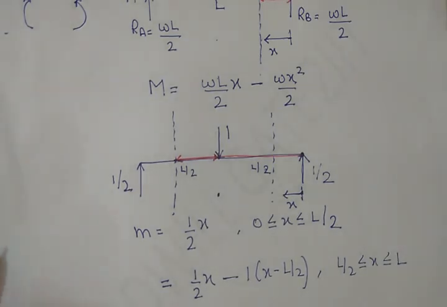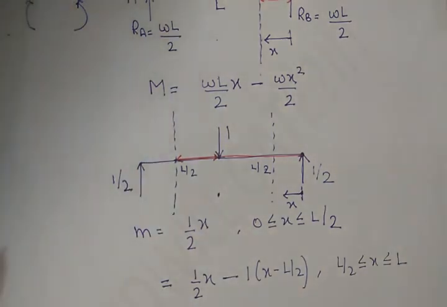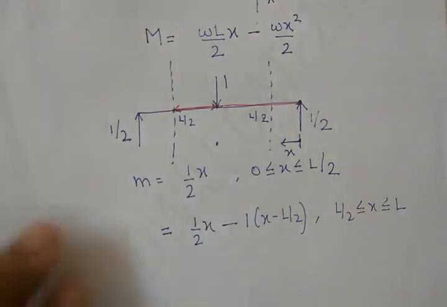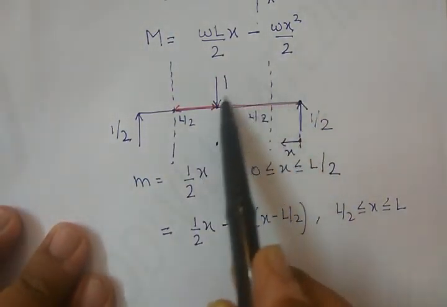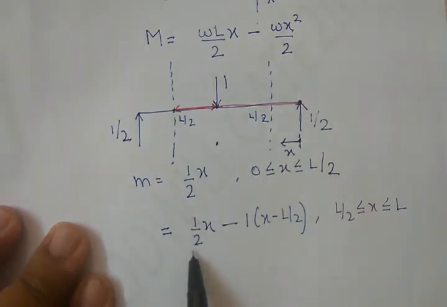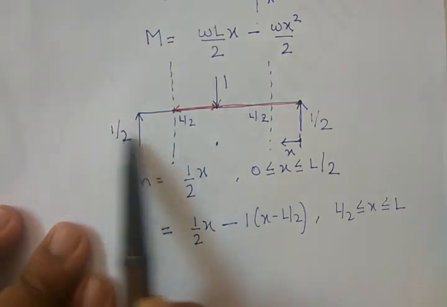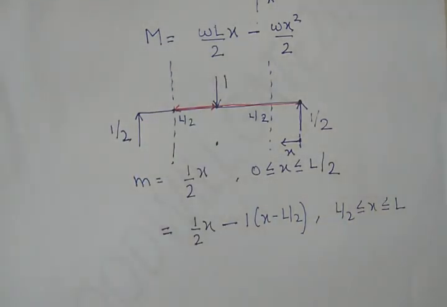Now this is somewhat complicated, practice you need to do so that you can understand these equations. So this equation, m is equal to 1 by 2 into x, is valid only for this zone. And this equation, which is 1 by 2 into x minus L by 2, is valid only in the complete zone.